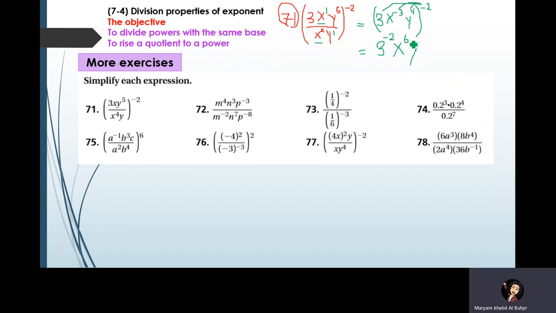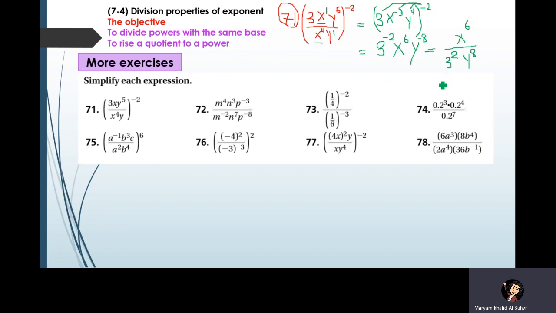Y to the power 4 times negative 2, that is negative 8. Now, take the negative powers and move them down so you can calculate them. You learned in the first lesson what to do with negative powers. So, the first one, write your fraction. 3 to the power 2 will be down. Y to the power 8 will be down. The remaining x in the denominator, keep it in its place. So x to the power 6.